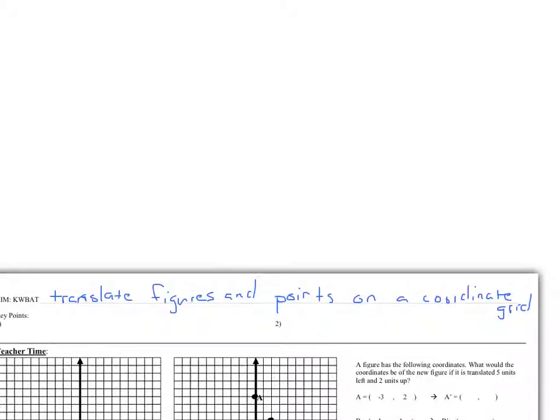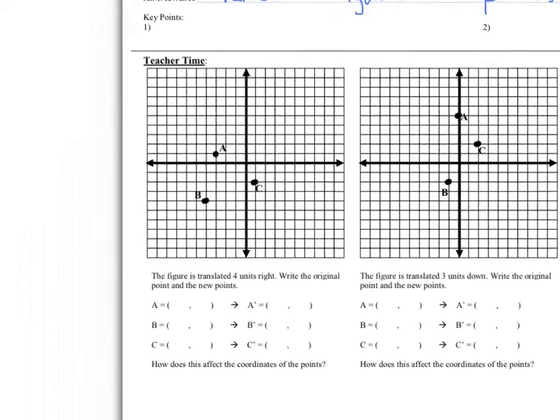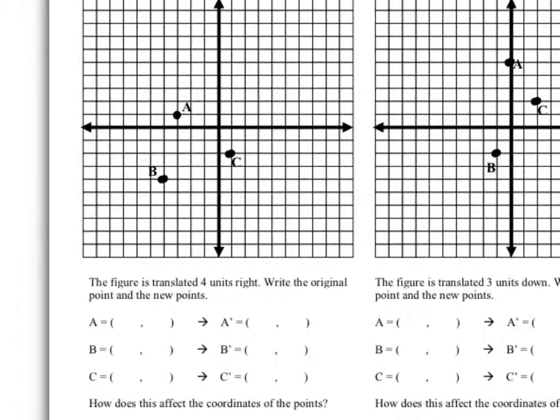Going to be able to translate figures and points on a coordinate grid. So we're going to start here with this problem. It's a group of points that we can put together in a figure. Remember when I talked about taking points and being able to connect the dots? Well, today you can connect the dots because we're going to make a figure between these points. So we're talking about a triangle on a coordinate grid here. And we're talking about what's going to be happening if it is translated 4 units to the right.